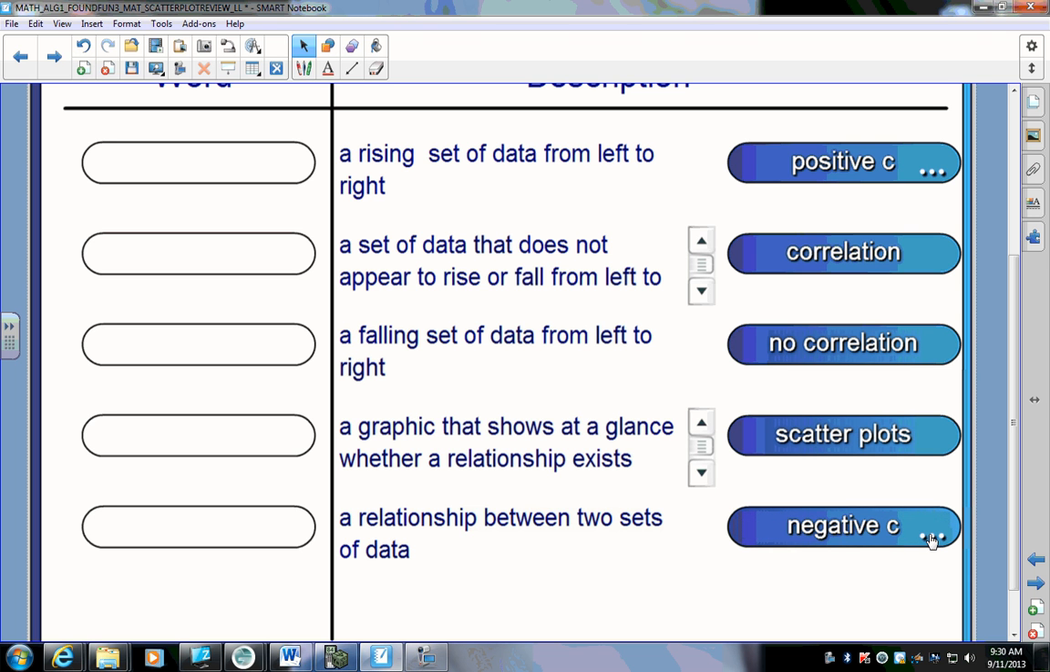I'm going to pause right now. I want you to take a minute, and I want you to try and write down which ones go to what. Actually, you do need to write out these definitions right here, and then we're going to try and match them up because you're going to have to know the definitions. So let's do that now.